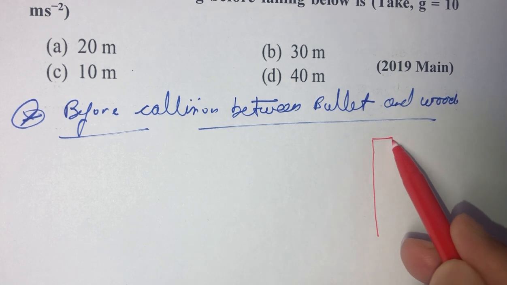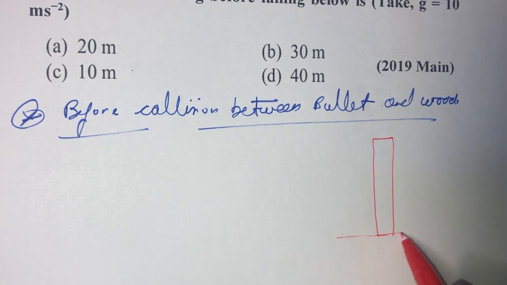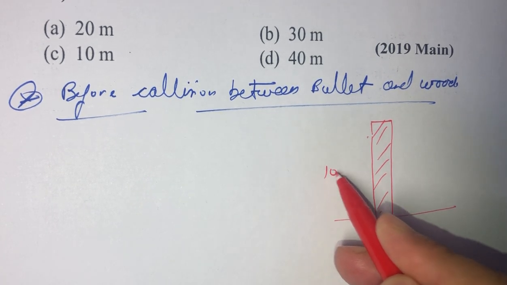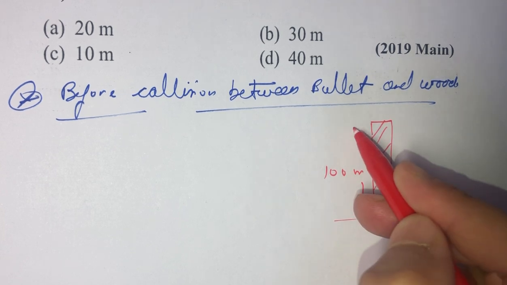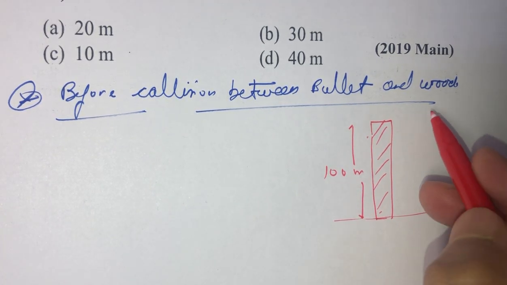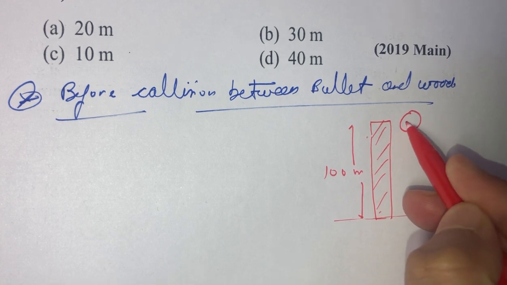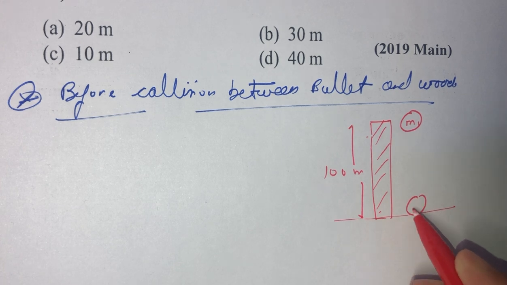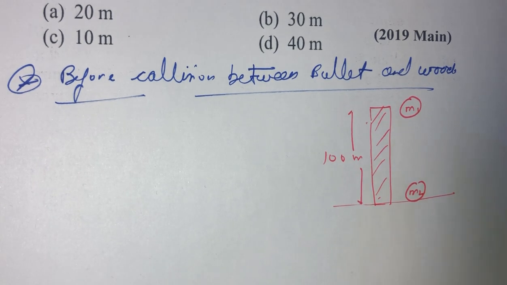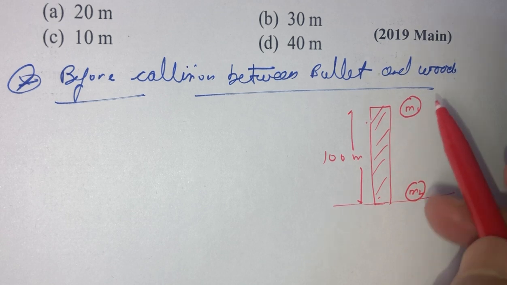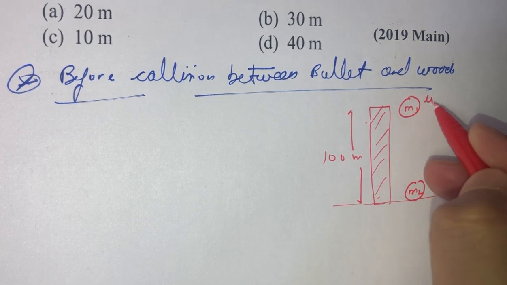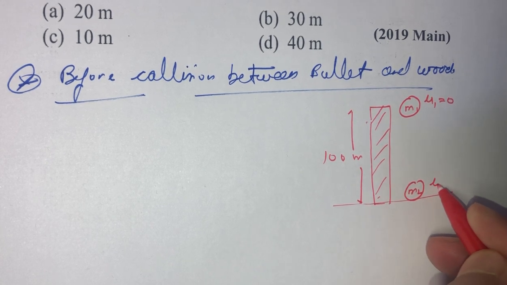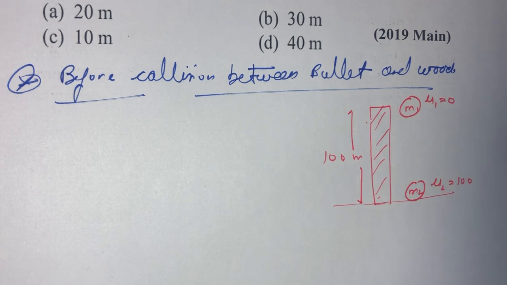Suppose this is the building and its height is given as 100 meters. And we have wood of mass m1 and bullet of mass m2. The wood is dropped, so its initial velocity u1 will be equal to 0, and the bullet is fired upward with the initial velocity, suppose that is u2, and that is given as 100 meters per second.